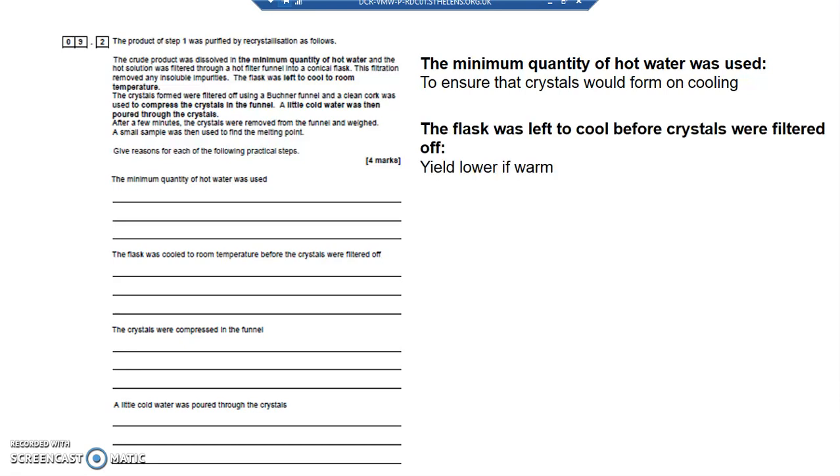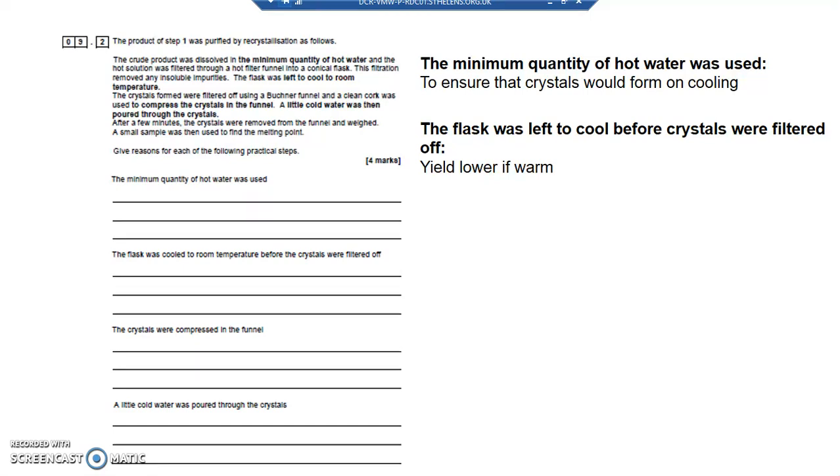The flask was left to cool before the crystals were filtered off. So if you cool it, then the crystals are reformed, and the colder you make it, the more crystals are formed. If you don't leave it to cool, if you leave it hot, then no crystals will form at all. So you make it cool so the crystals reform, and you get a high yield of the crystals when the solution is cool.